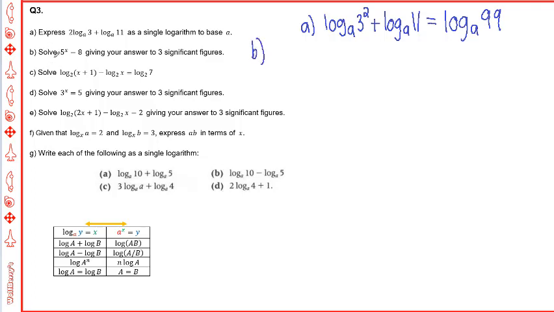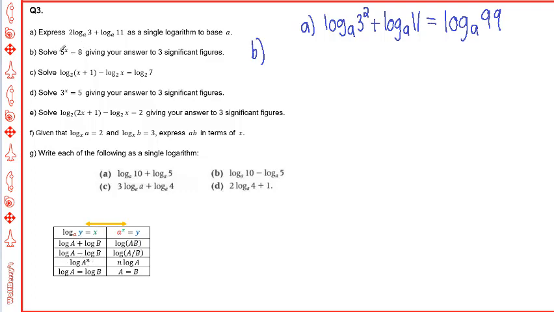Part B says solve 5 to the power x equals 8, giving your answer to 3 significant figures. Now, this is actually demonstrating one of the reasons why we use logs. Sometimes in an equation you have a power that's unknown, that's missing, and you can't find it because it's to the power. So you have to bring the power down to the front. So we're going to use this law here, which brings the power to the front. But you'll notice you have to have a log, and here we don't have a log.